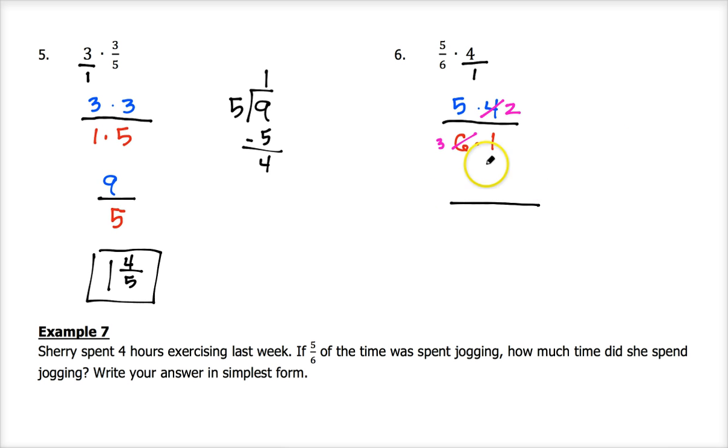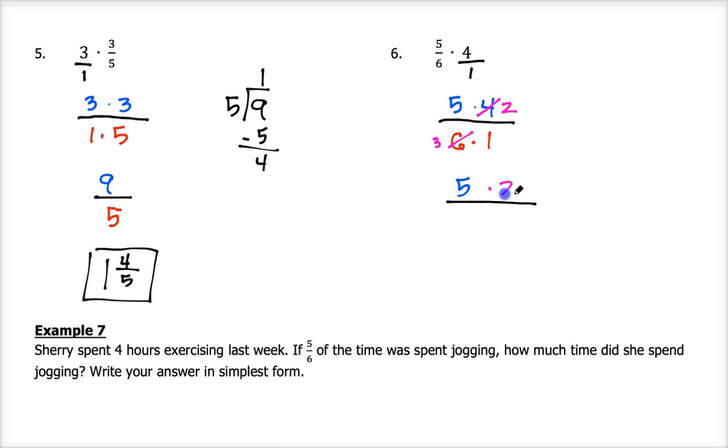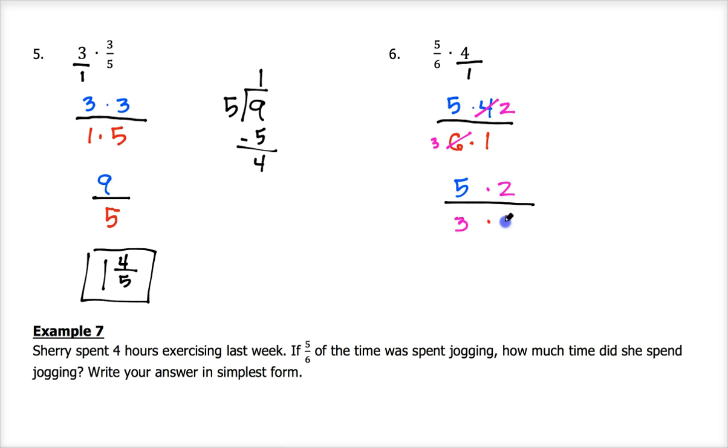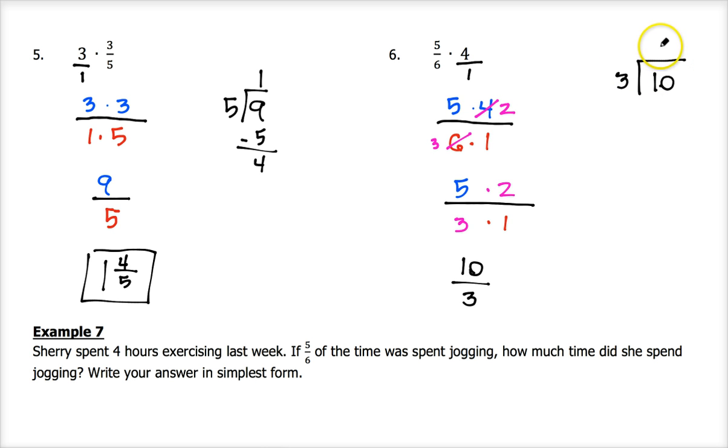So this becomes 5 times 2 over 3 times 1. 5 times 2 is 10, and 3 times 1 is 3, so I get the improper fraction 10/3. I need to make that a mixed number, so I'm doing 10 divided by 3. 3 goes into 10 3 times, and I have a remainder of 1, so this becomes the mixed number 3 and 1/3.